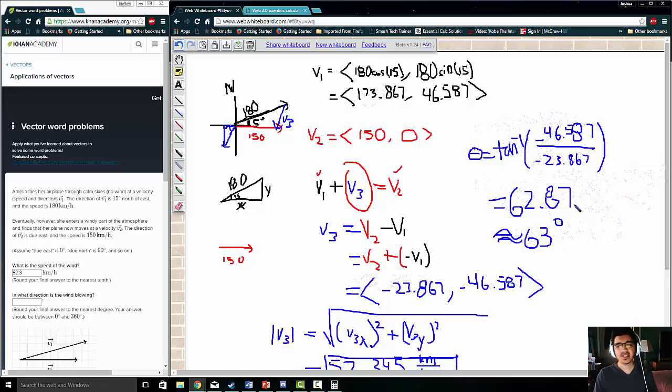But wait, does that make sense? 63 degrees would be going up this way, when our actual angle is going down that way. Remember, that's because tangent inverse only gives the first and the fourth quadrant, so it's not going to tell us this. To fix that, we're going to add 180 degrees to get the angle that we want. So plus 180. So this is equal to 243.